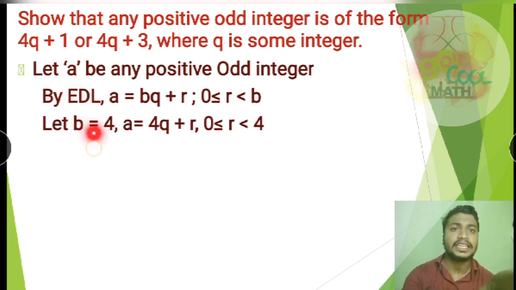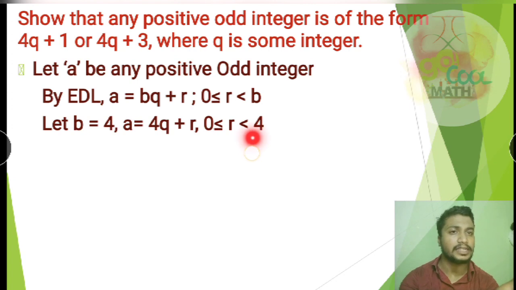Let us consider the divisor. Now let us consider the divisor as 4. Therefore, the Euclid division lemma becomes a is equal to 4q plus r, where b becomes 4, so a = 4q + r, 0 less than or equal to r less than 4. And you all know the condition, that is the remainder is either equal to 0 or less than 4.